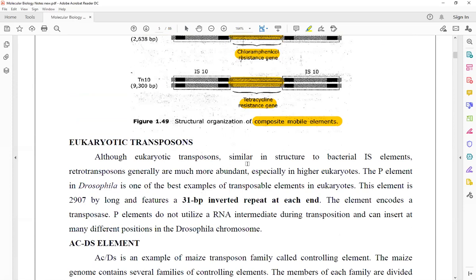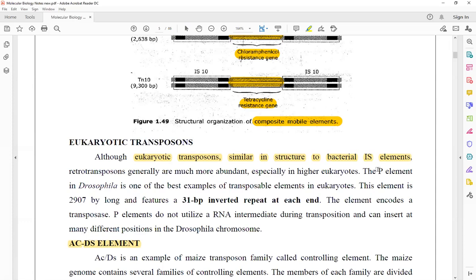The eukaryotic transposition is similar in structure to bacterial IS element. Now, eukaryotic transposons are much more similar in structure to the bacterial IS element, except that the eukaryotic transposons have certain other features. They may be activating transposons, or they can be associating transposons or dissociating elements. These were the two elements that were firstly being discovered by Barbara McClintock.